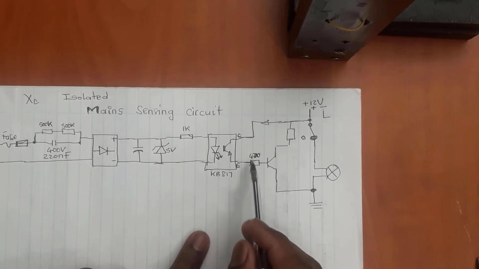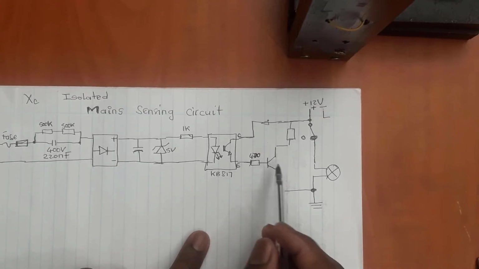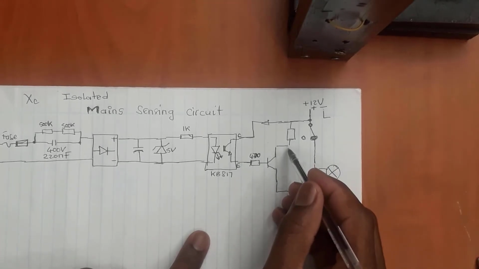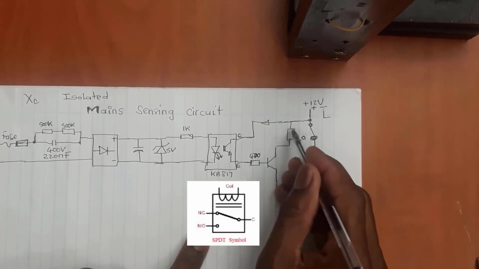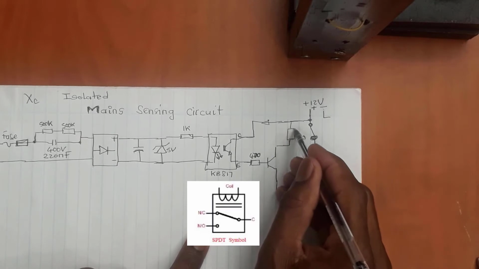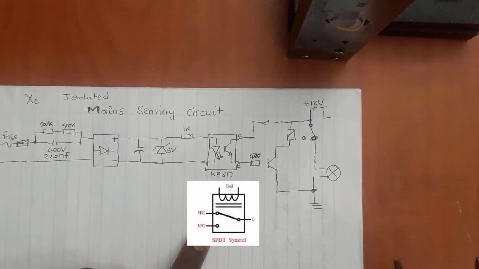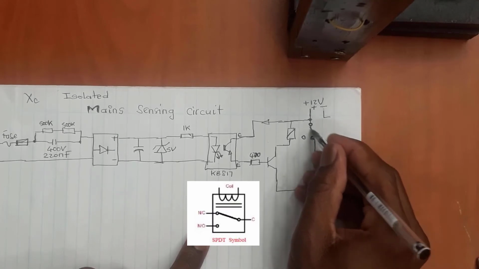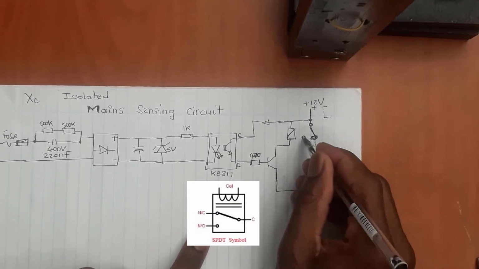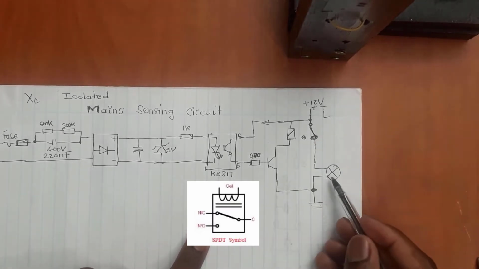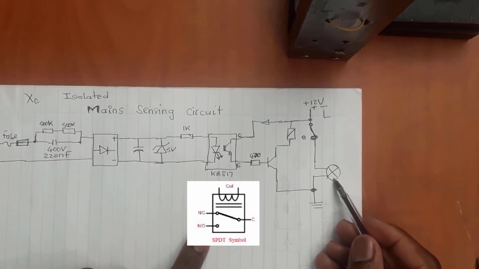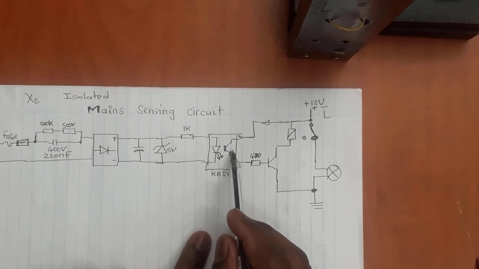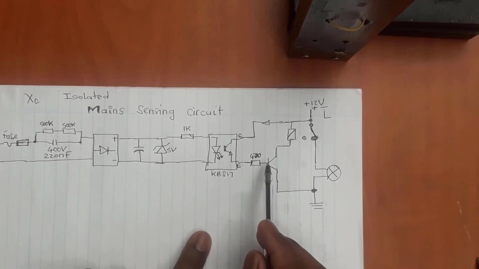When this transistor is biased, we're going to have a flow here, and what will happen is the relay coil will be energized. The relay coil will be energized, and that will cause this pole to switch over to this side, cutting power from this one. So if there is no AC, basically this transistor is off and this transistor is also off.